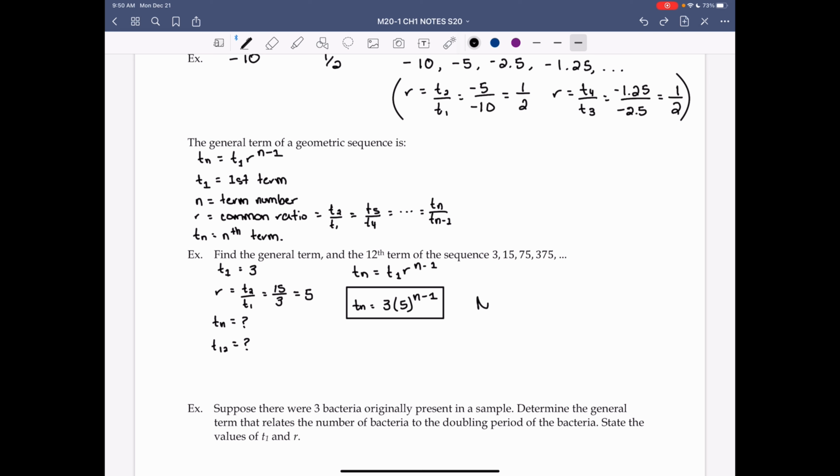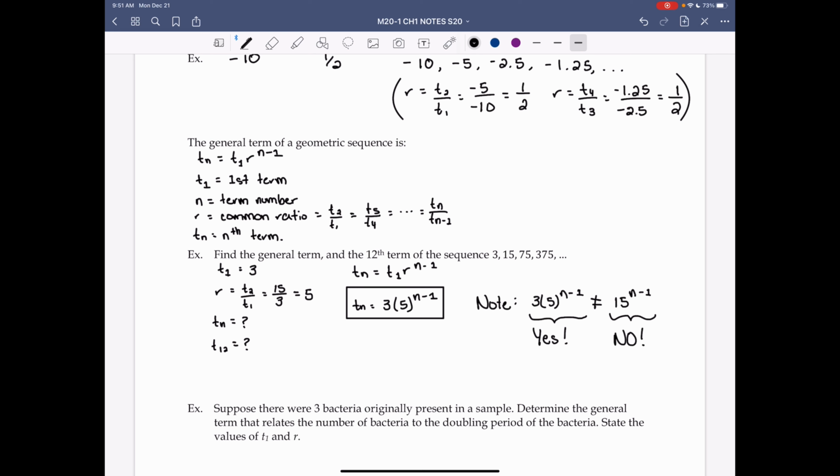A note here, 3 times 5 to the power of n minus 1 is not equal to 15 to the power of n minus 1, because we don't have an exponent of n minus 1 on the 3, so we cannot multiply those two bases. So this is how it should be written. And do not do this.